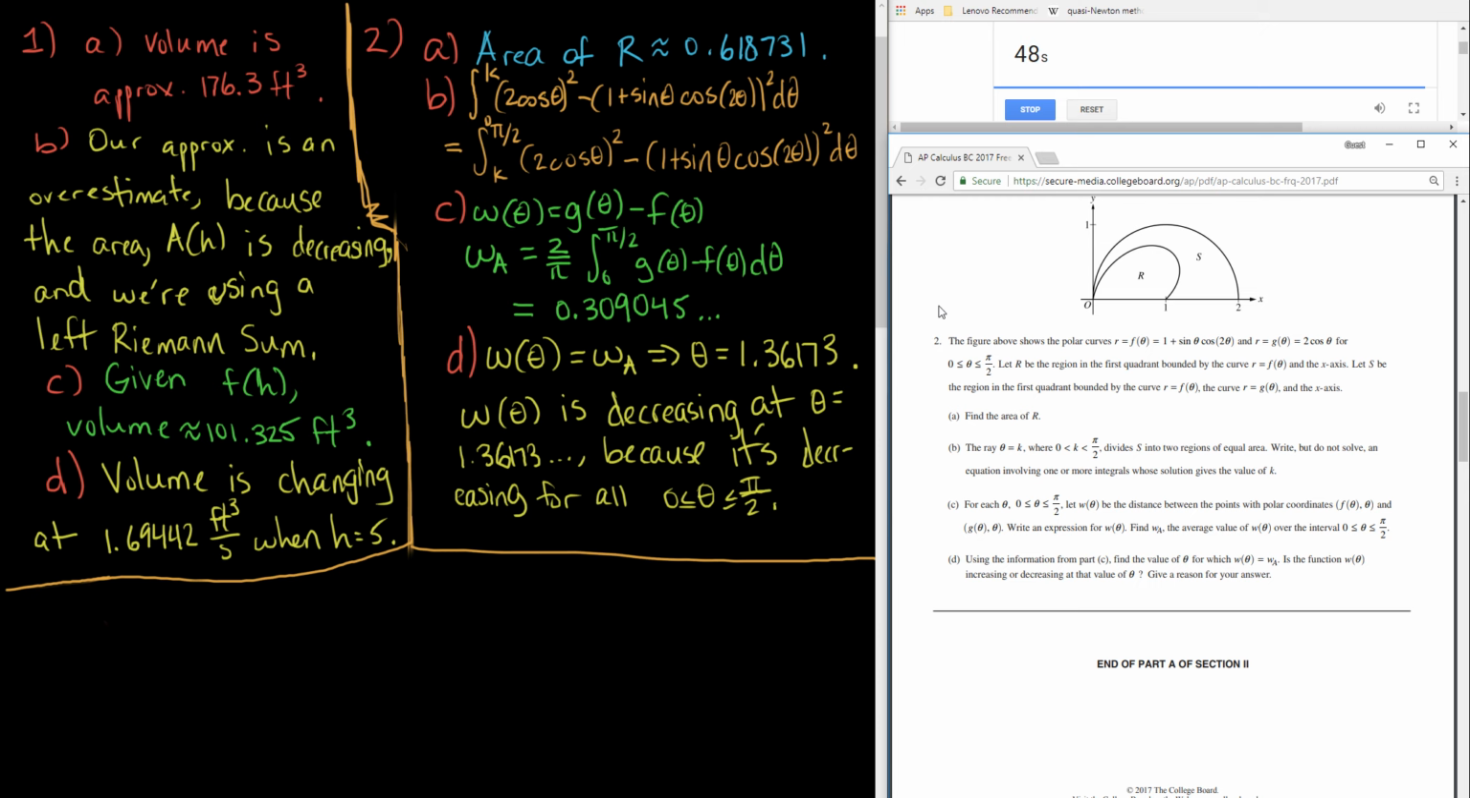Question 2. Let's recalculate A. So the integral from 0 to pi over 2 of 1 plus the sine of x times the cosine of 2x dx. Oh no. I forgot to square it and multiply it by 1/2, but I think I did in the actual answer.